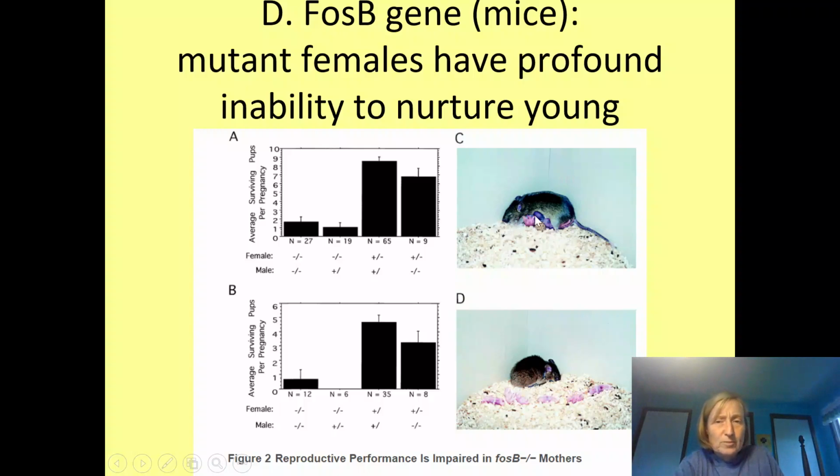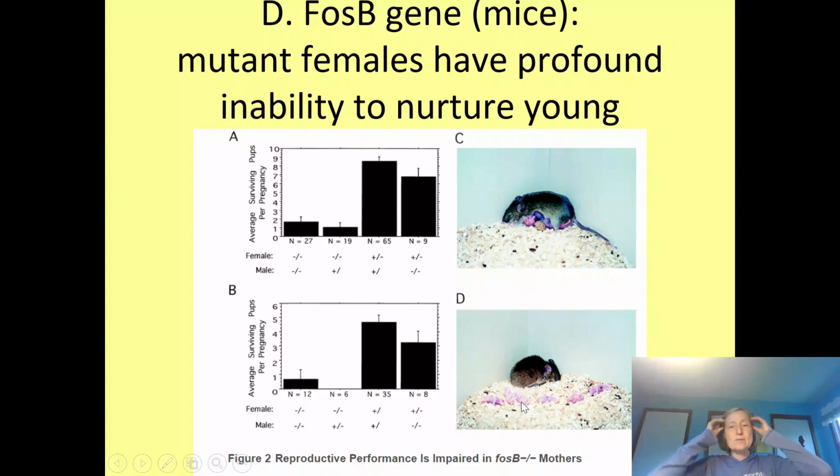Normal mom picks up all of her pups, brings them under her, licks them, carries them to huddle together to keep them warm, and also allows them to nurse. And over here we've got the poor mom who's the mutant. And all of her little babies are just scattered around.